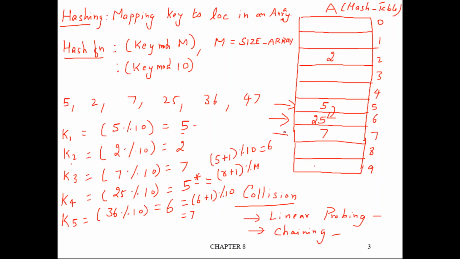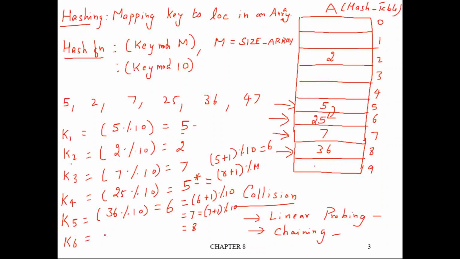So again there is a collision. So once again continue this. Until you find an empty location, you should continue. So 7 plus 1 modulo 10, what is that? That is 8. Okay. Go to the 8th location and see, is it empty or not? Yes, it is empty. So 36 will come here now. Are you getting it? Right?